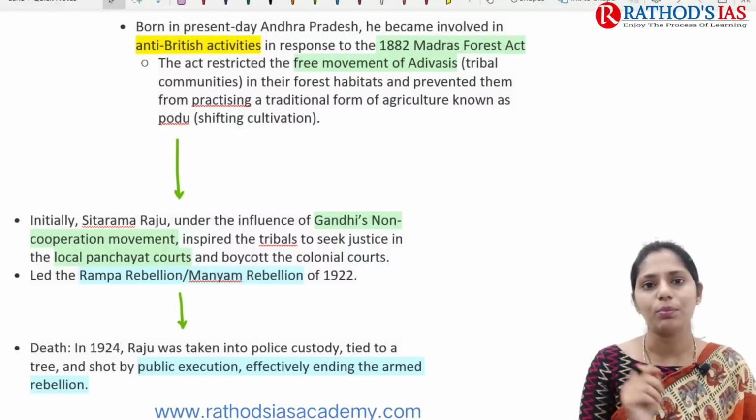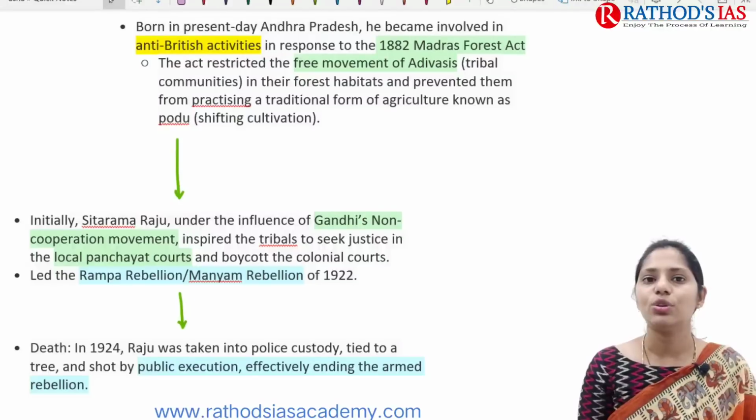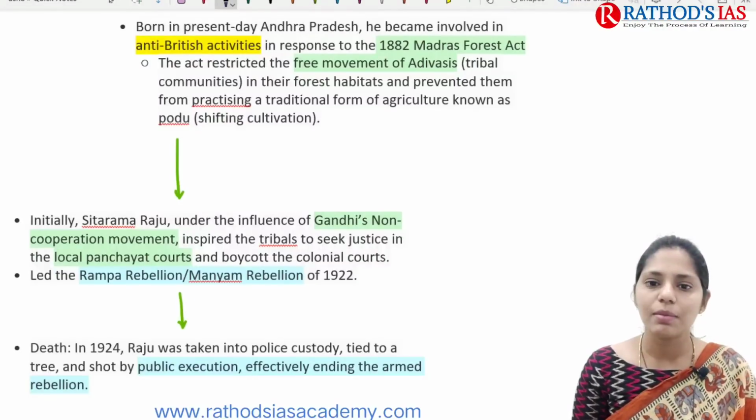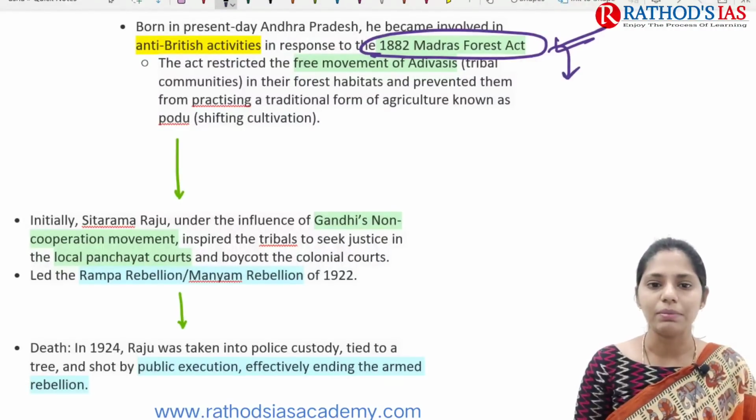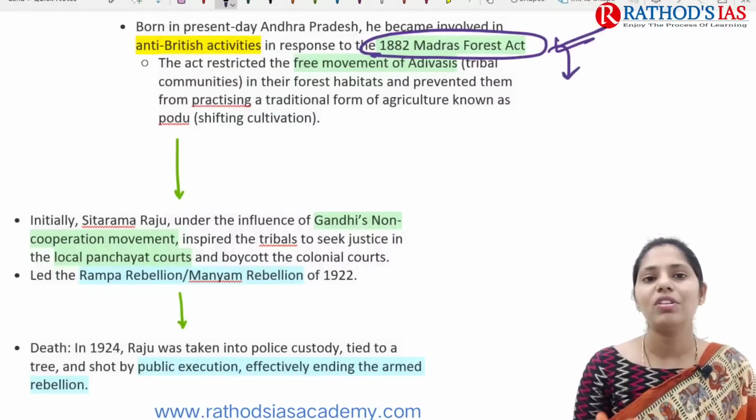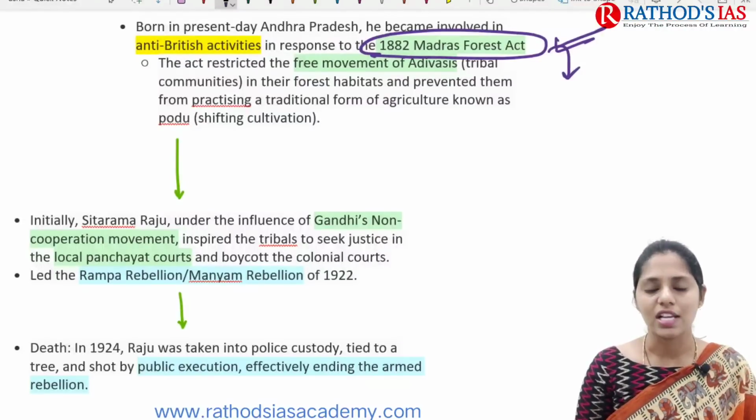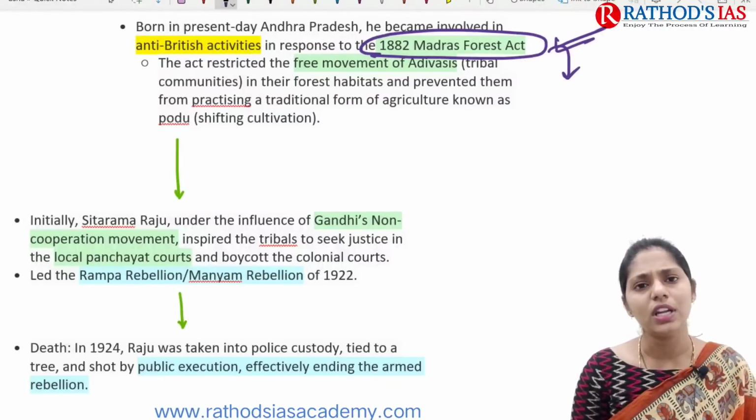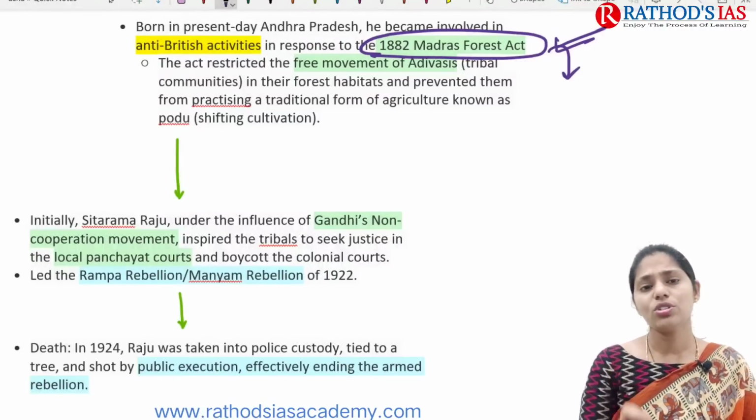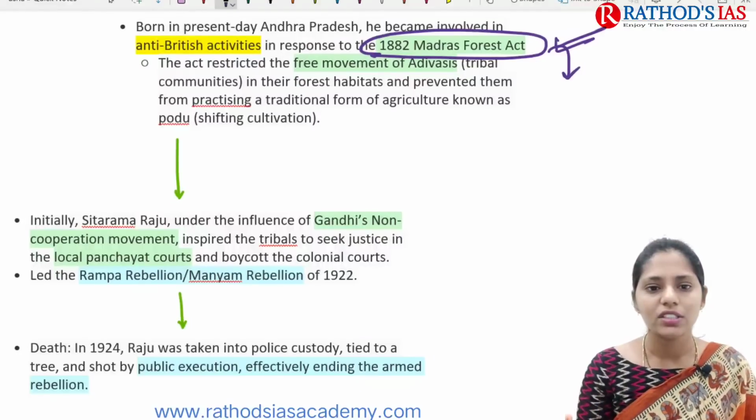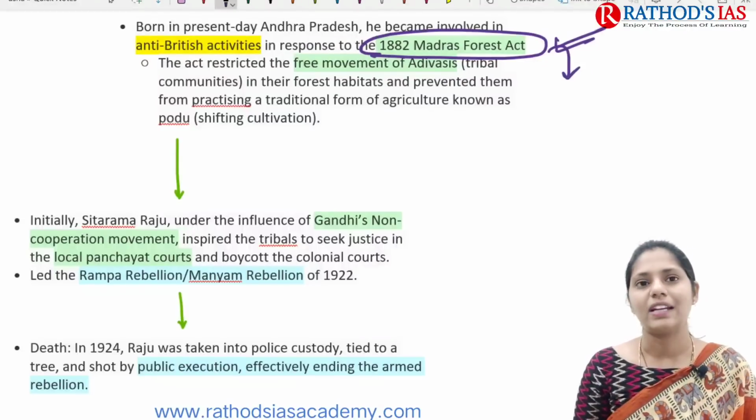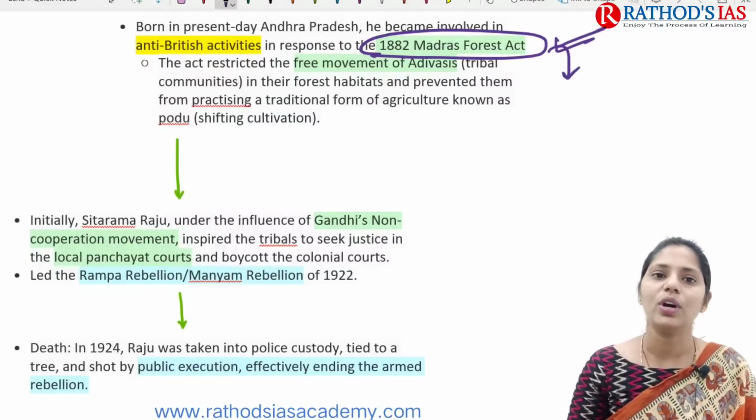First you have to know about one important act of the Britishers, that is the 1882 Madras Forest Act. The Britishers came up with this act, which mainly restricted the free movement of Adivasis, that is tribal people, and prevented them from practicing their agriculture such as shifting cultivation. It is called Podu in Andhra Pradesh. Because of this Madras Forest Act of 1882, these Adivasis faced troubles regarding free movement, and they could not practice their traditional form of agriculture, that is Podu agriculture.